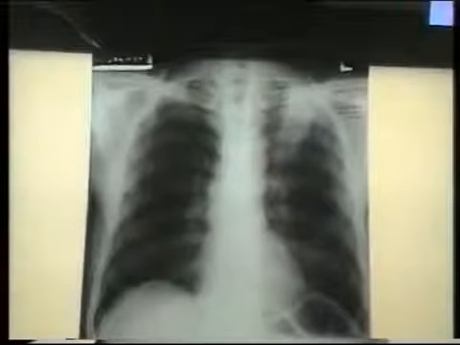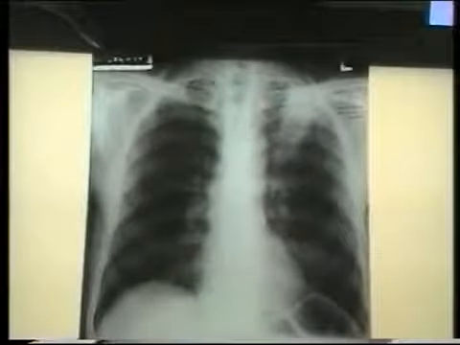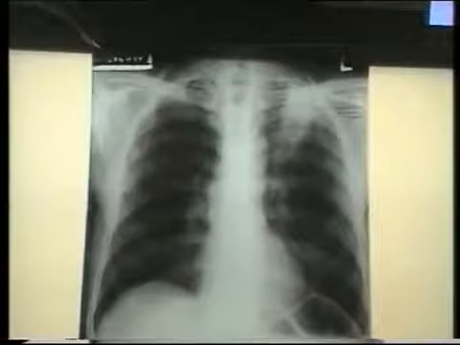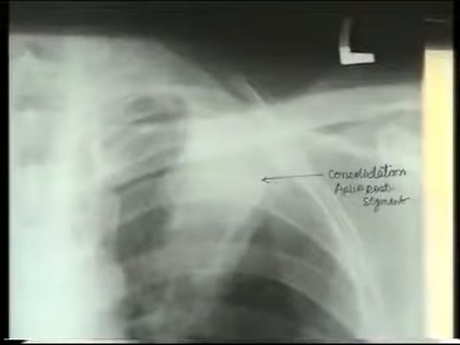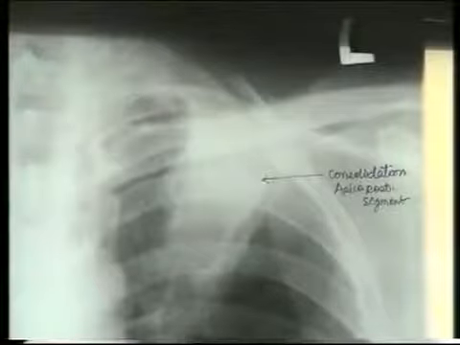This X-ray shows consolidation of the left apico-posterior segment. Note the uniform opacity and segmental distribution. It would be proper to remember here that this is the segment of the lung which is most commonly affected in tuberculous infections, and it mainly lies behind the clavicle laterally.